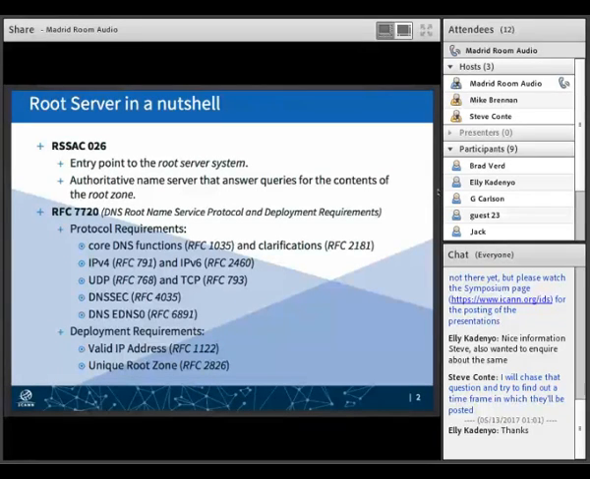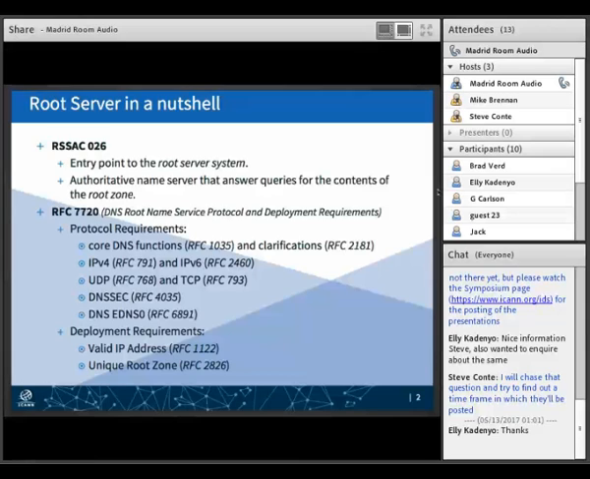In a nutshell, the RSAC committee published, probably a month ago, RSAC 026, with a lot of definitions and names that we're using on the root server systems. So we have a lot of new definitions, and we have outdated some names that we used in the past. So right now we define the root server as an entry point of the root server system, and an authoritative name server for all the contents of the root zone.